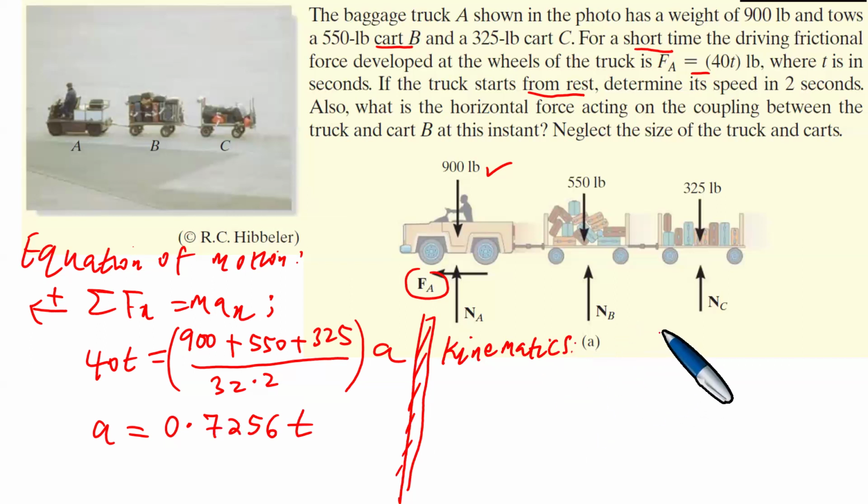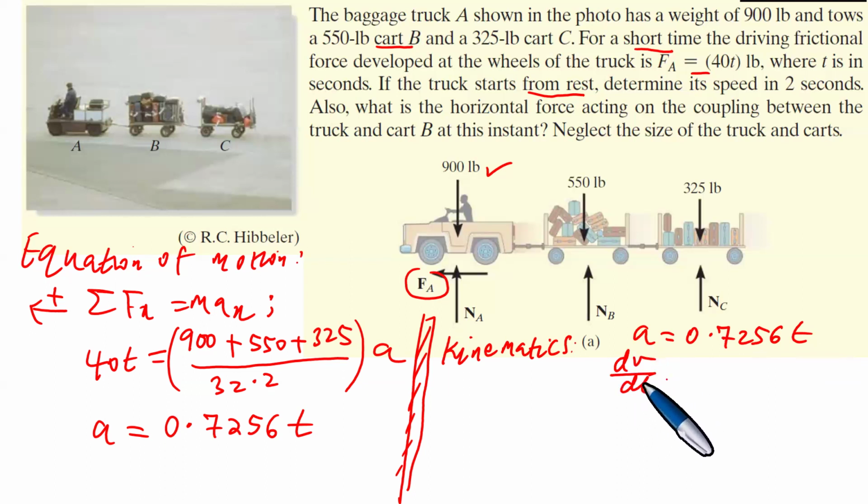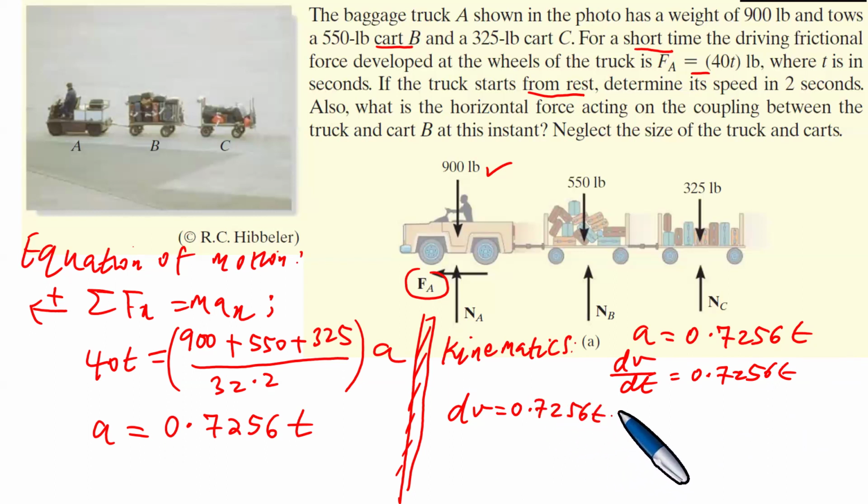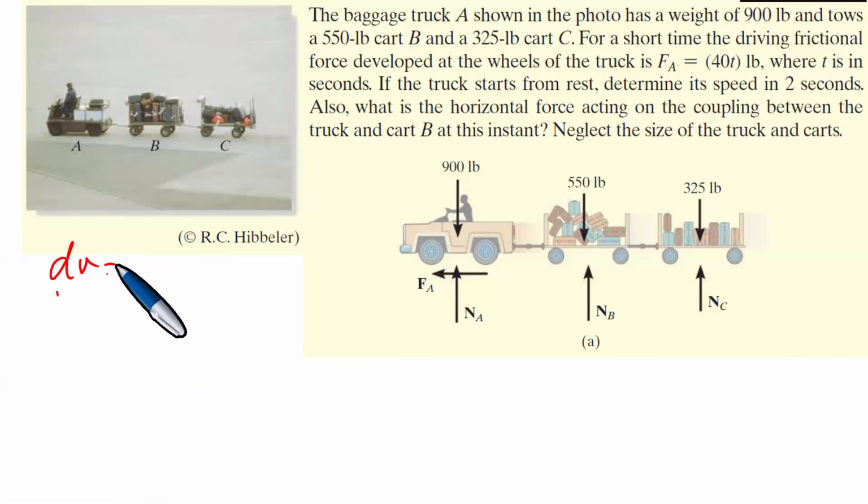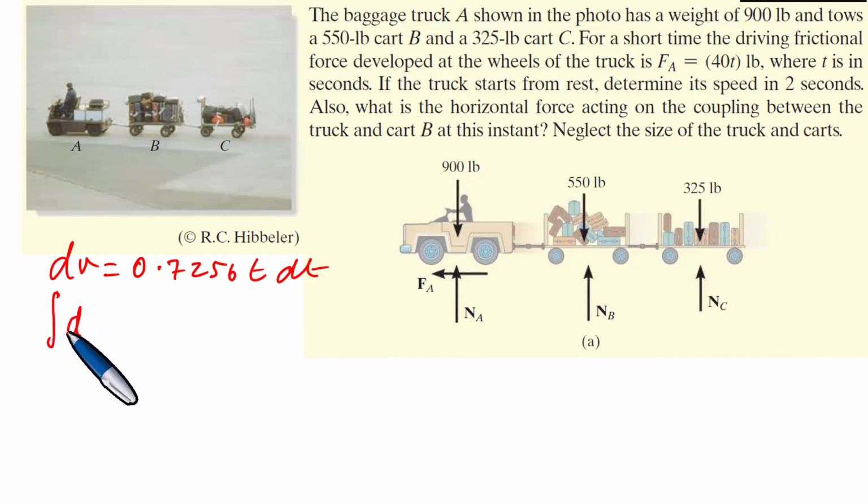Kinematics is going to emerge from the fact that acceleration itself is 0.7256t, which means that we have dv dt, which is 0.7256t, which means that we have dv, which is 0.7256t dt. We actually have that dv is 0.7256t dt from the previous calculation, and then we can do the next step.